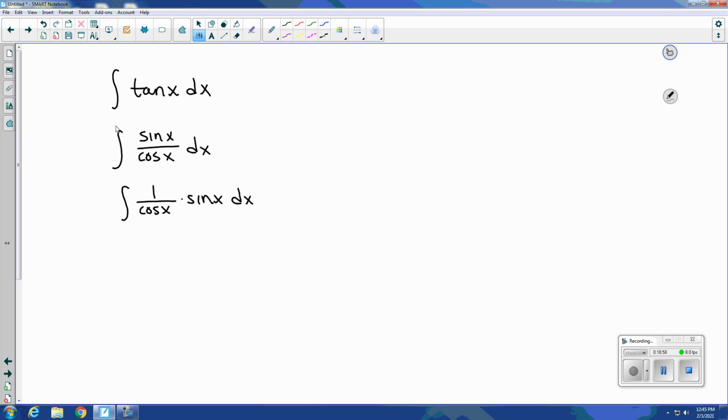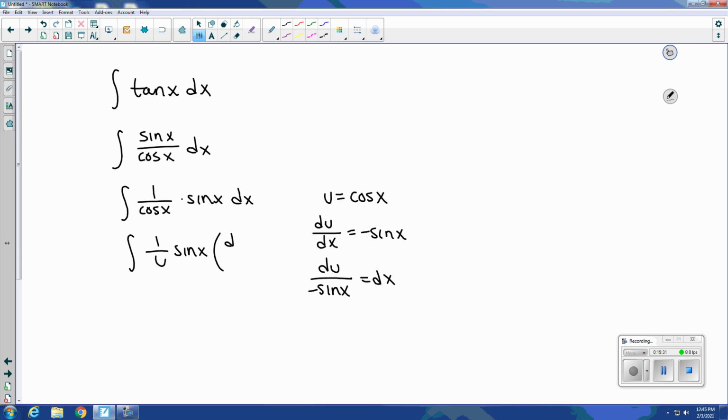And you may say, okay, now I recognize there's a composition with this rational function here, and the composition is cosine x. So based on the recommendation we brought up before, let's try to set u equal to what's inside the uglier piece. And I think the uglier of the two would be 1 over cosine. If we differentiate, we're going to get negative sine. And if we solve for dx, we're going to get this. So we're going to get 1 over u sine x du over negative sine x.